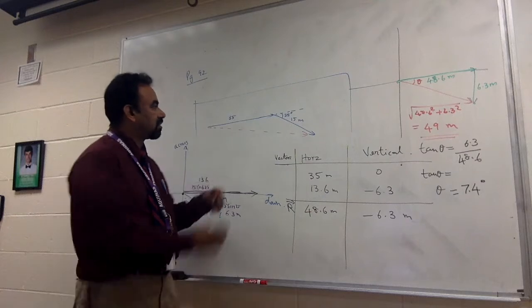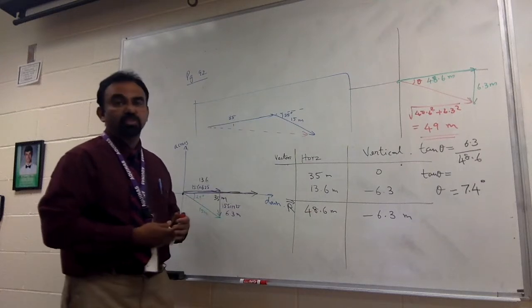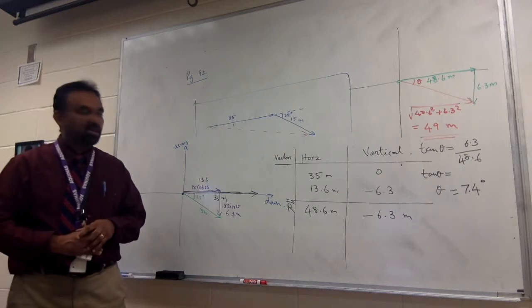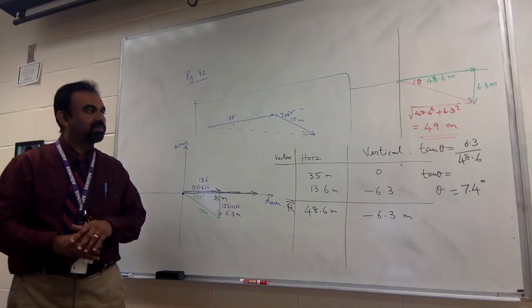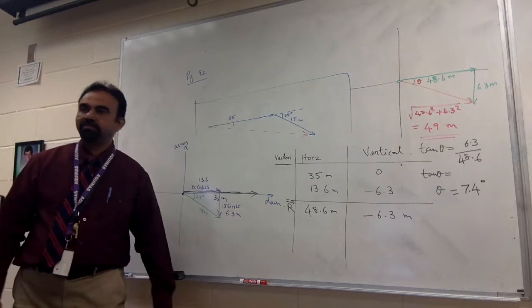7.4 degrees. So this angle is 7.4 degrees. So the resultant displacement is 49 meters at 7.4 degrees to the right of downfield. To the right of downfield.